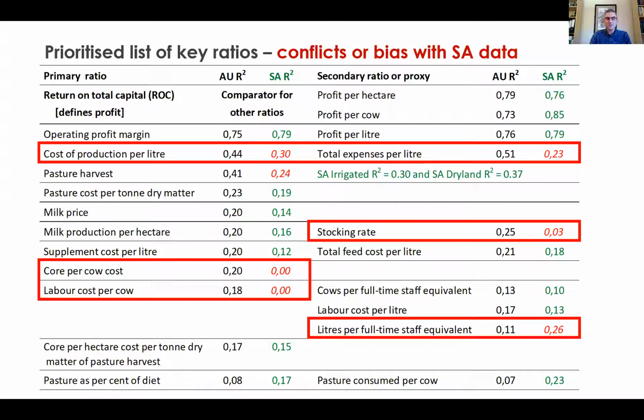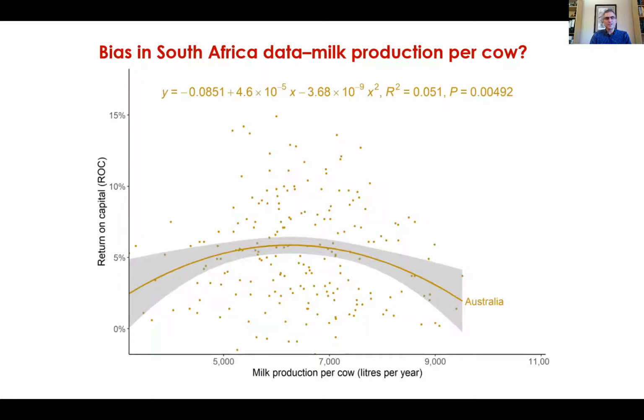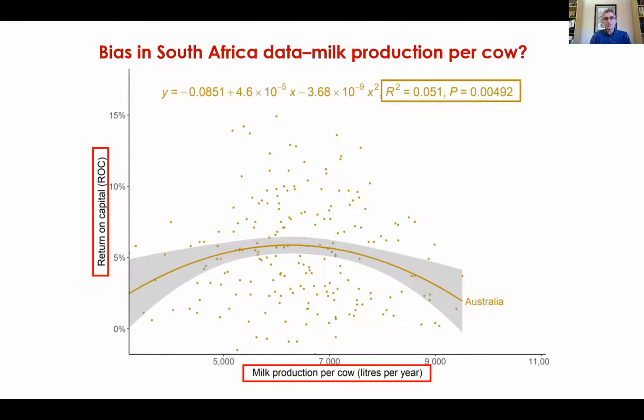An addendum to my published paper, or in it, I more fully describe the bias in the South African data set. However, I'll endeavour to provide an explanation here. This graph outlines the impact of milk production per cow on profit or return on total capital in the Australian data. The relationship is significant and confirms that milk production per cow does not positively correlate with profit. However, very low or very high levels of milk production per cow are likely to reduce profit.